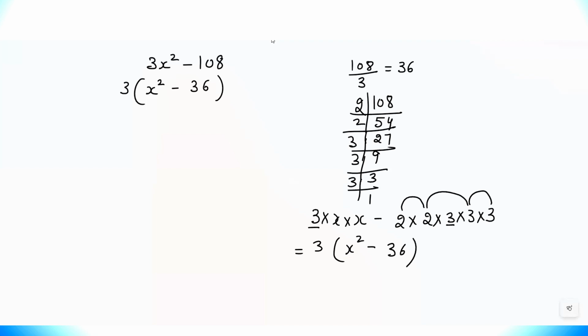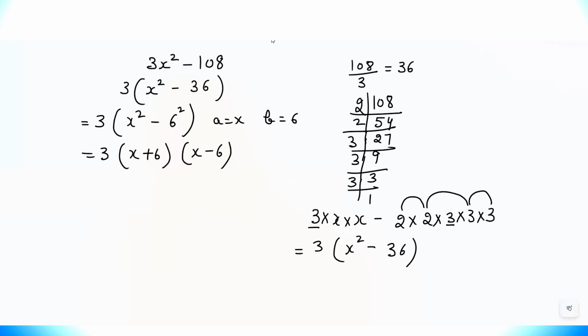Now after this, I can write it as a perfect square. 36 can be written as 6 square. So that means a is equal to x and b is equal to 6. That means a plus b, x plus 6, and a minus b is x minus 6. So the factors of this equation are 3 into (x plus 6) into (x minus 6).